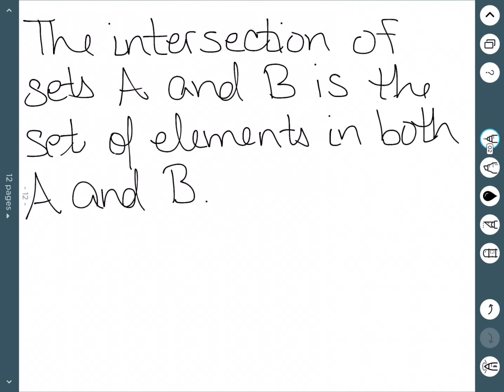My next operation is called the intersection. The intersection of two sets A and B is the set of all elements in both A and B. This is denoted by this symbol that essentially looks like an upside down union symbol. The idea is we want to know what the two sets have in common. So let's do some examples.